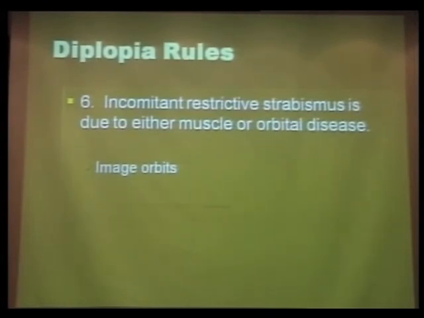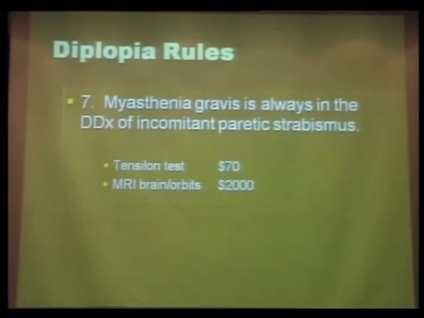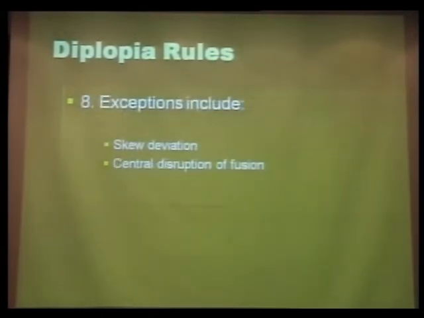If it is restrictive, you're going to image the orbits. You're going to look for myopathies or orbital masses or some other problem like that. On the other hand, if it's paretic, you have to think about myasthenia. At my institution, the charge for a Tensilon test is $70, whereas an MRI of the orbits is $2,000. So you're going to ask about ptosis and variability and check some other things. And finally, there are exceptions to everything, which include skew deviation and central fusional disruption.